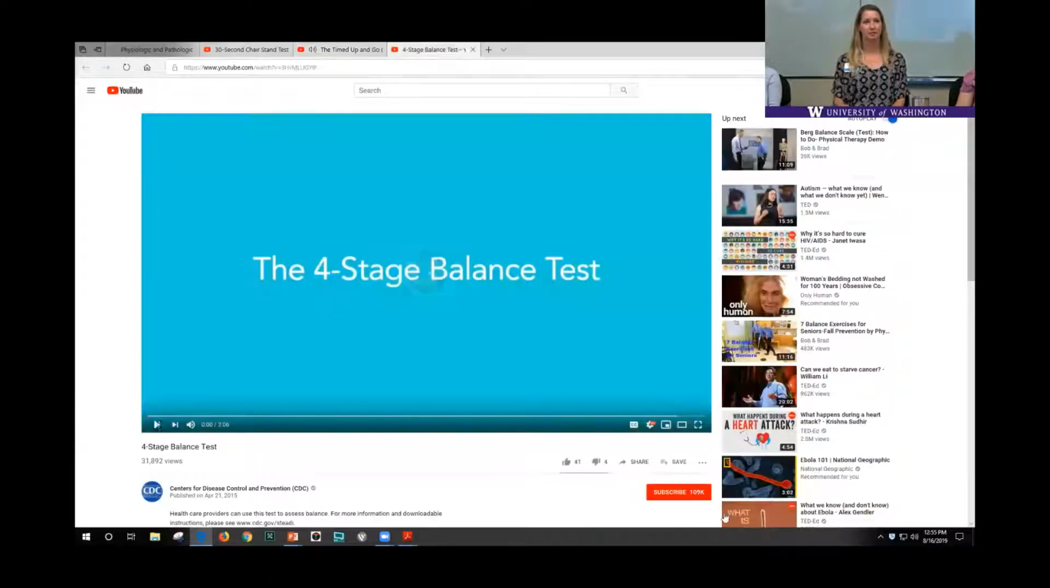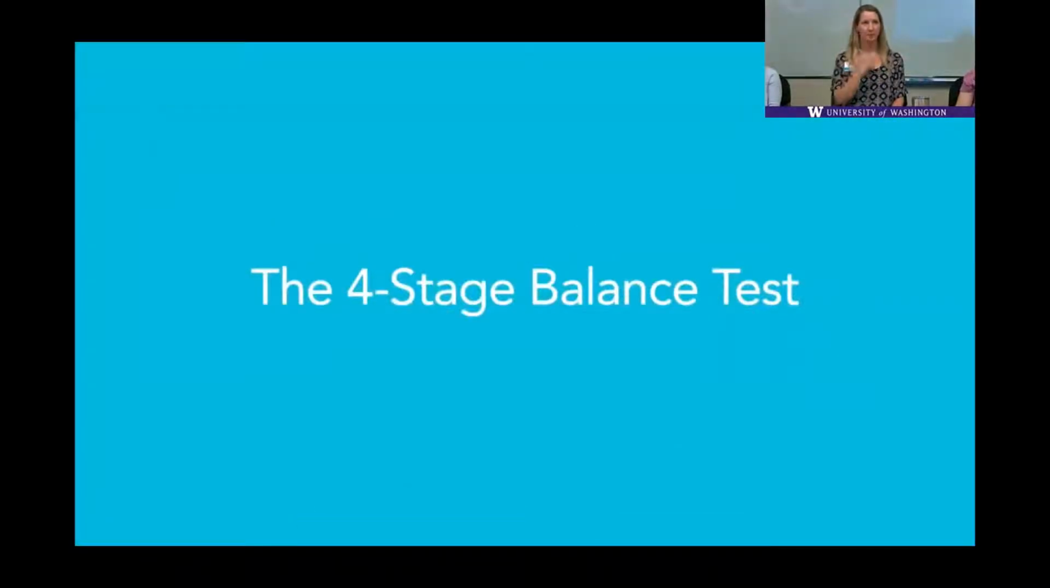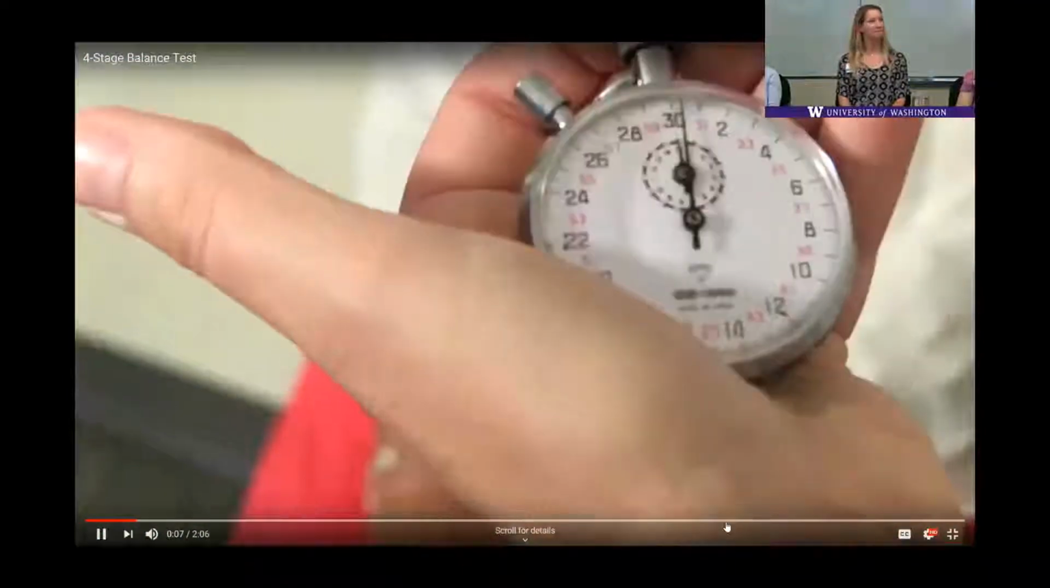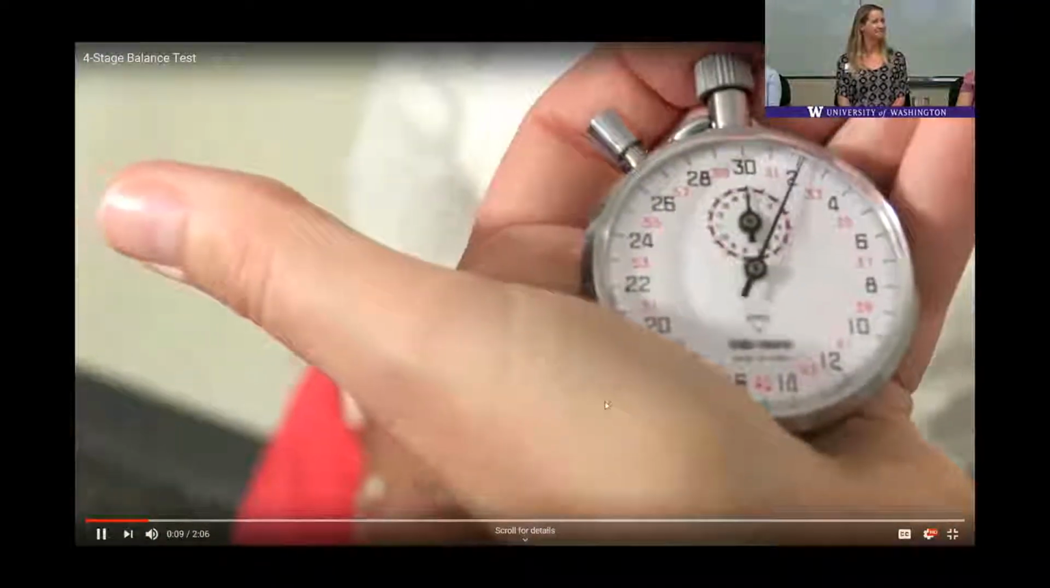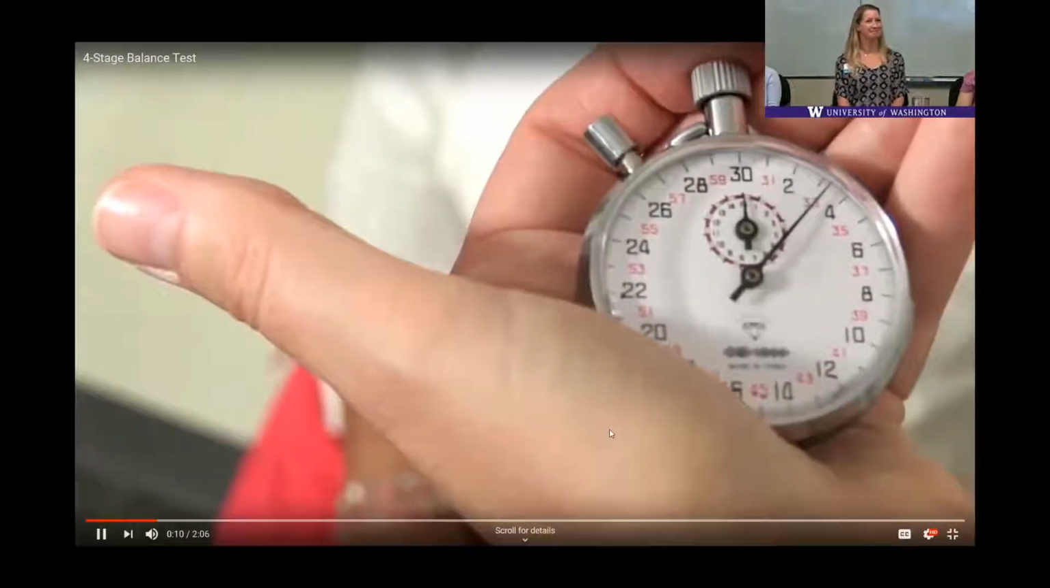The 4-Stage Balance Test assesses static balance, which is an important part of postural stability. To perform the test, you only need a stopwatch.